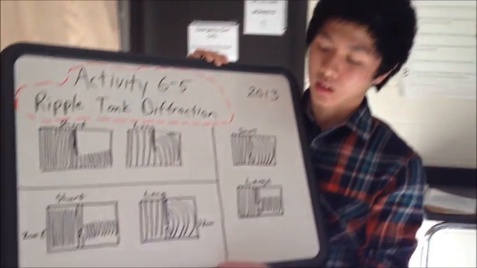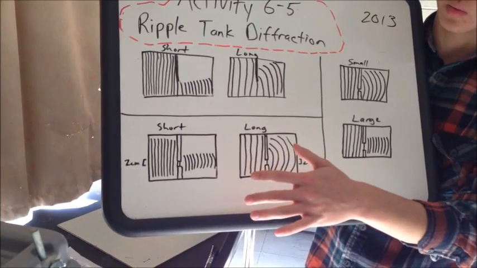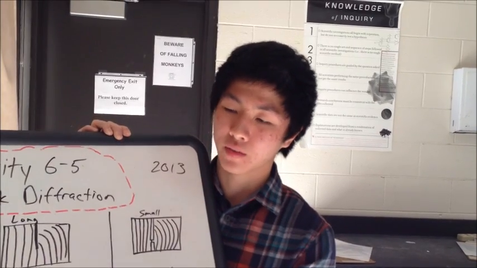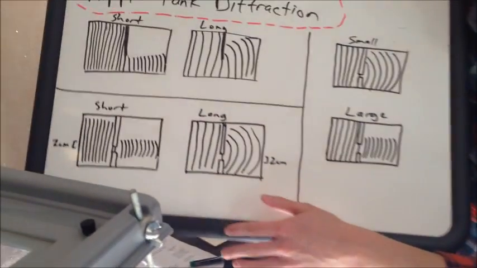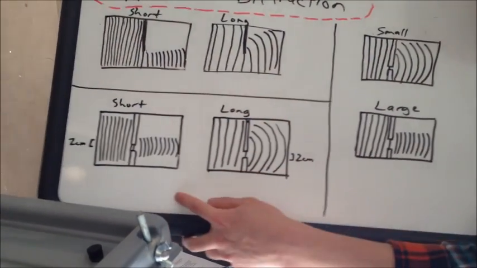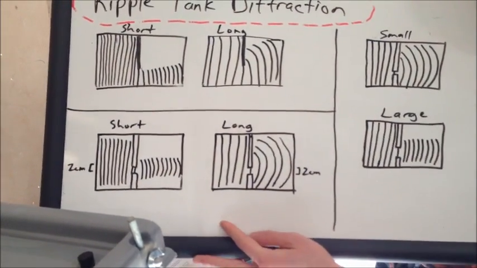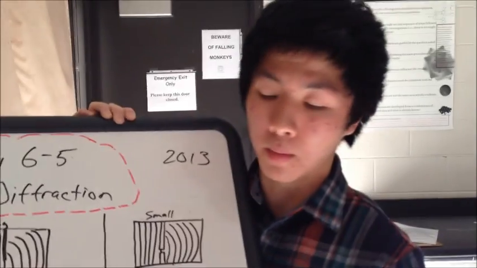In the next part, we compared how the different sizes of the wavelengths affected the diffraction through the same sized hole. So when the wavelengths were shorter, the waves diffracted less, and when the wavelengths were longer, it diffracted more.